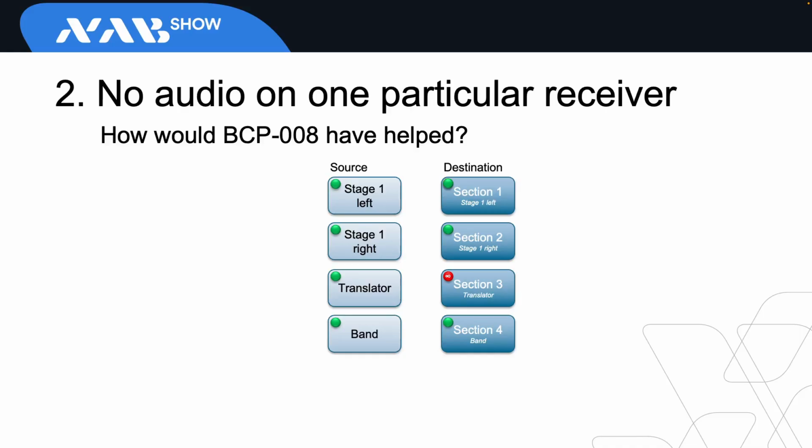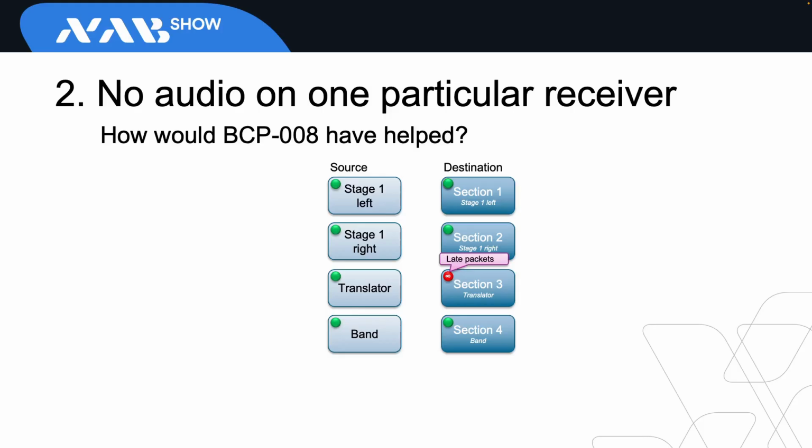Now let's see how BCP-008 would indicate that. You have different sections of the console on the right-hand side. He's connecting stage 1, stage 2, whatever, and the translator. And he finds that where he connects the translator, there's a red dot in this case. So red means no service. It's really a problem. The counter actually goes to infinity because he has infinite problems right now. So if he hovers over that red dot, he finds late packets. These texts, by the way, are freely definable by the manufacturer.